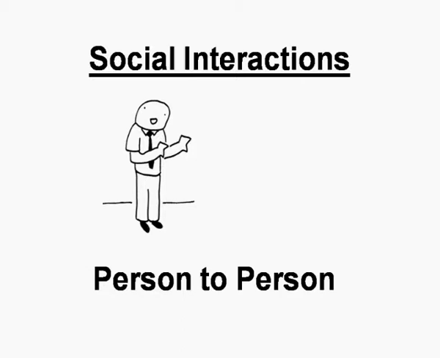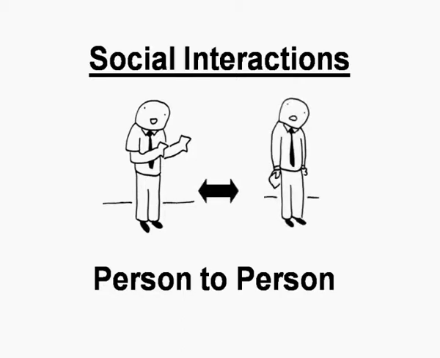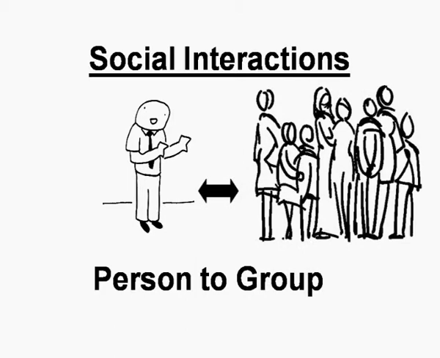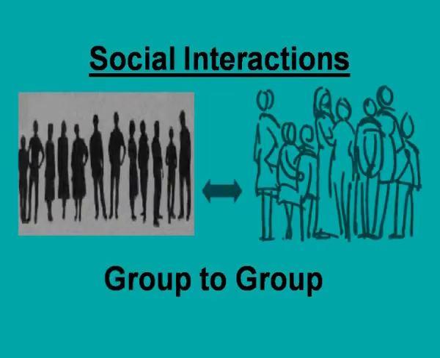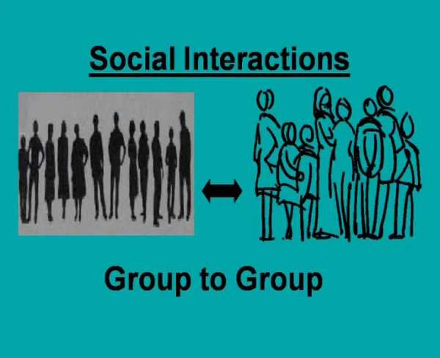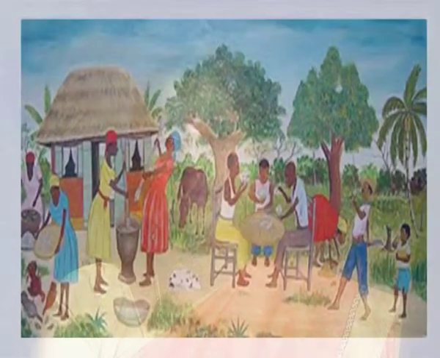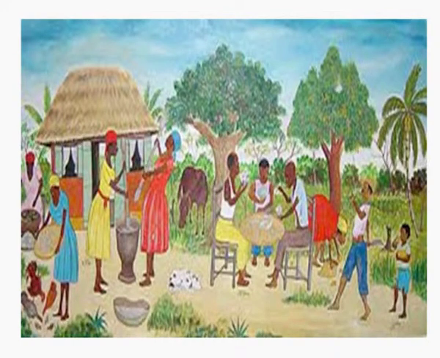There are three types of interactions. One is person to person, the second one is person to group, and the third one is group to group. At every point of our life, we interact either with the group or with individuals. And this interaction is very important for us to shape our behavior in our social life. All interactions take place in society.